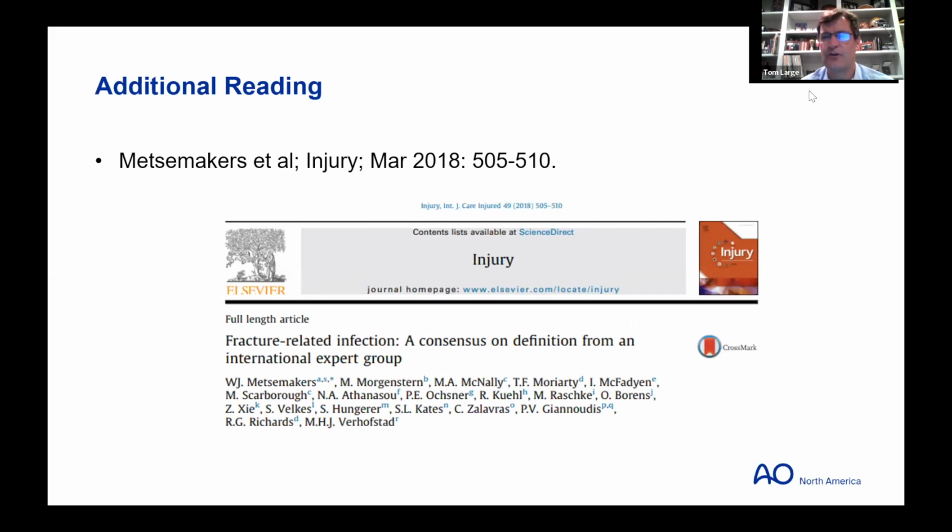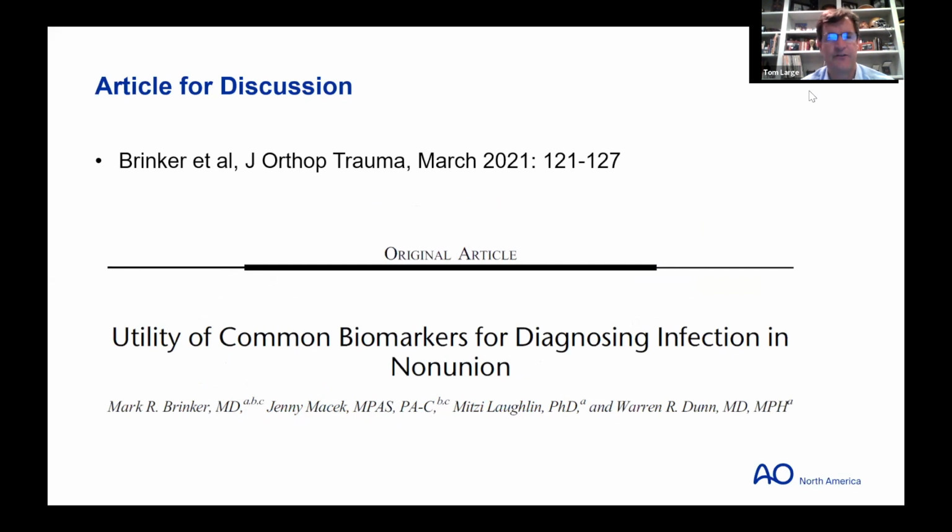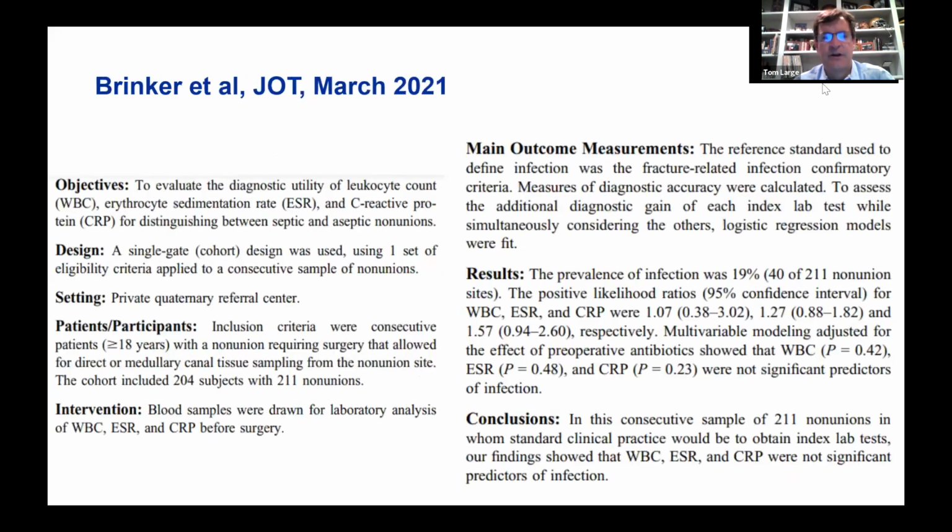This is, I think, also worth looking at. This is the working group, mainly through the AO, on defining fracture-related infection. A lot of the things that we talked about tonight, some of the obvious signs, but other ways that we're defining this when you're thinking about a treatment protocol for your patients. And then I'd like Dr. Learned to hit some high points on this very recent Dr. Brinker article, again separate from the malnutrition article from a number of years ago, from March 2021, on the utility of biomarkers for diagnosing infection in non-union. I'm just going to bring the abstract up for people to peruse while Dr. Learned is summarizing for us.